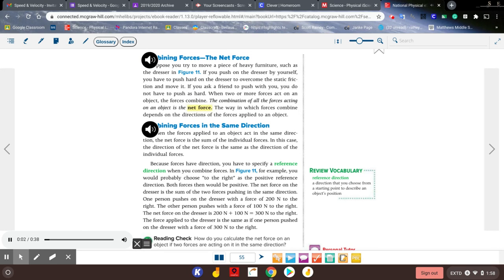Combining forces. The net force. Suppose you try to move a piece of heavy furniture, such as the dresser in Figure 11. If you push on the dresser by yourself, you have to push hard on the dresser to overcome the static friction and move it. If you ask a friend to push with you, you do not have to push as hard. When two or more forces act on an object, the forces combine. The combination of all the forces acting on an object is the net force. The way in which forces combine depends on the directions of the forces applied to an object.